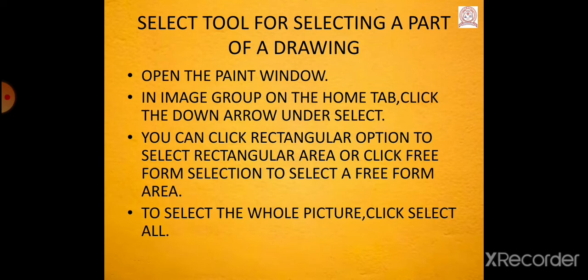Let us learn first how to use the select tool for selecting a part of a drawing, means not a whole drawing but a part of a drawing. For this, first open the Paint window. In the image group on the home tab, click the down arrow under select. You can click rectangular selection to select a rectangular area or click free form selection to select a free form area. Then drag the pointer to select a part of a drawing.